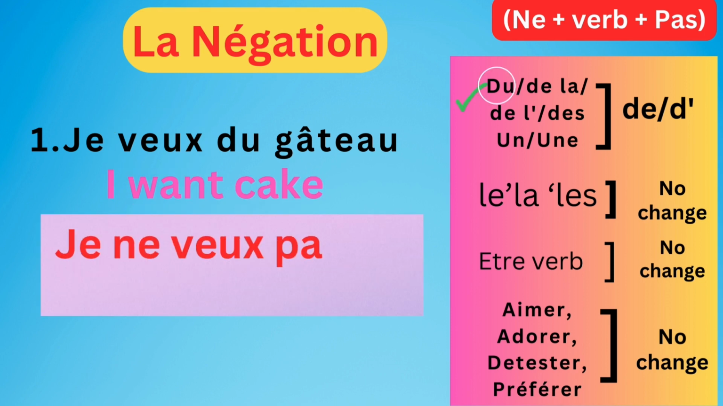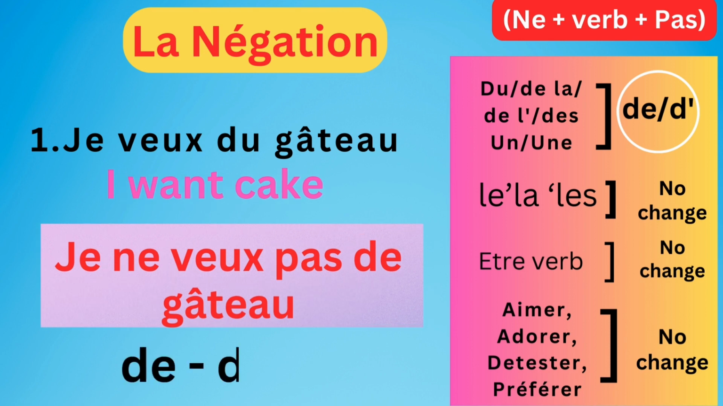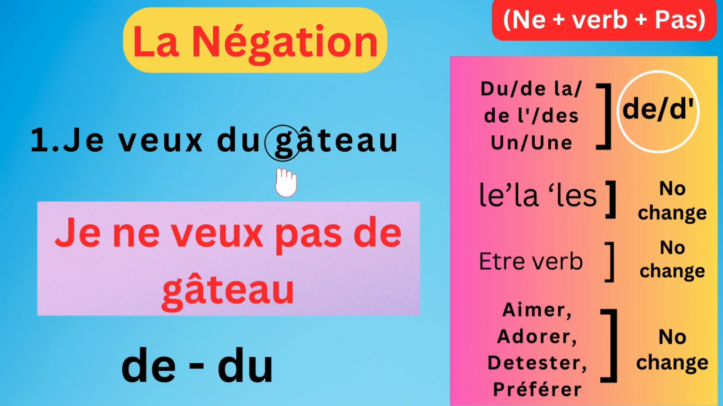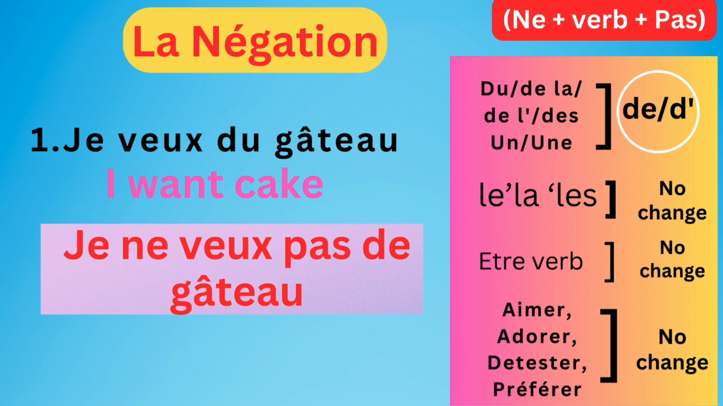Je ne veux pas du gâteau. Let's come to the partitive article rule that says "du" will change into "de" or "d'". So we write "de" in the place of "du". It is because the word does not start with a vowel, so we have to use "de". So in place of "du", we write "de gâteau". Je ne veux pas de gâteau. I don't want any cake.